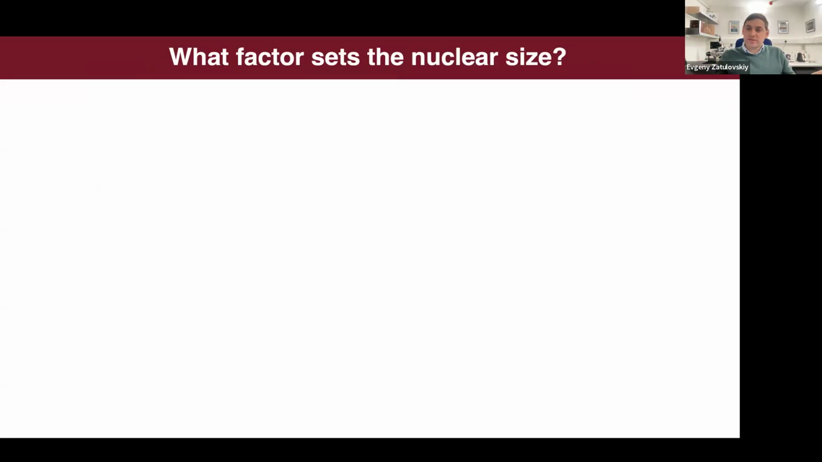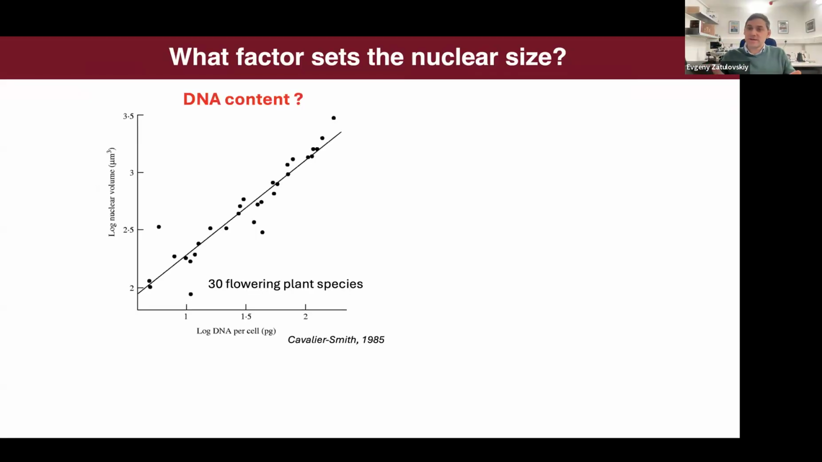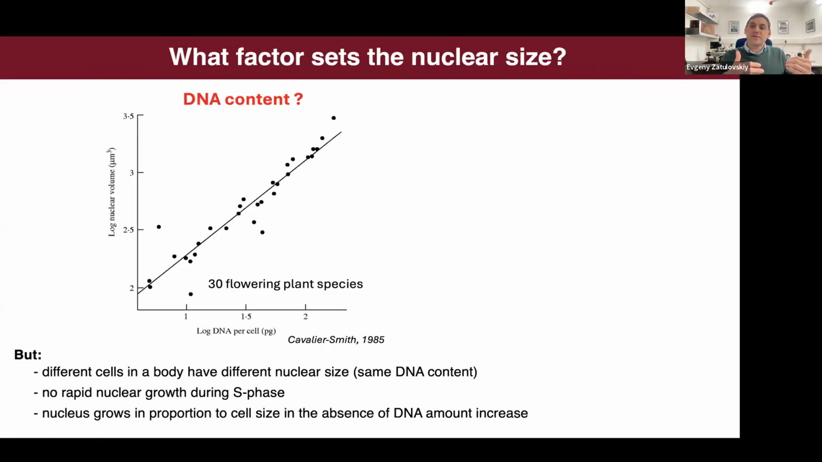So what do we know? What factors set the nuclear size? There have been some studies in the literature, and one thing that you can think about is the DNA content. Obviously, more polyploid cells have bigger nuclei, but certainly DNA content is not the only factor that sets the nuclear size, because in our body, a lot of cells have the same DNA content, but they still have a different nuclear size and different nuclear to cytoplasm ratio. And also during S phase, our DNA content doubles, but the nuclear size does not double immediately. And we can observe nuclear growth in the absence of DNA content increase.